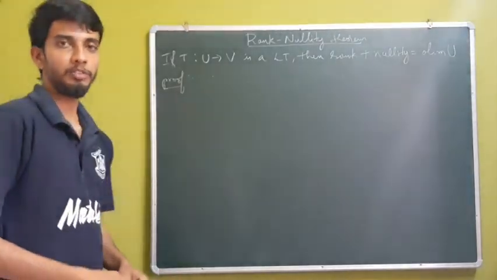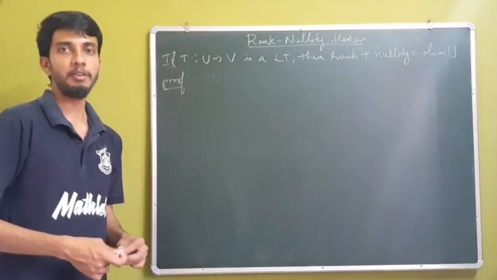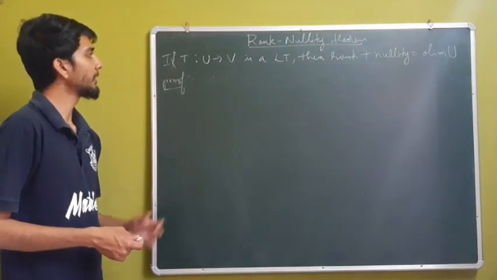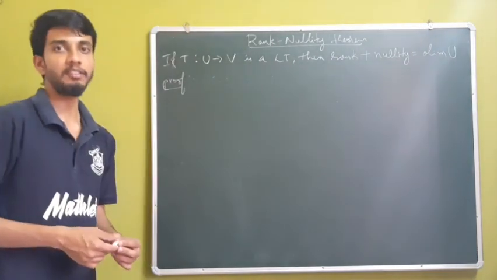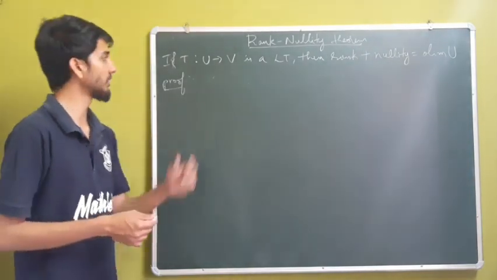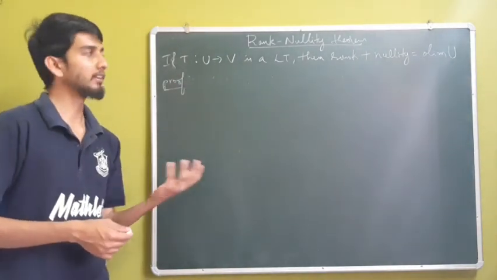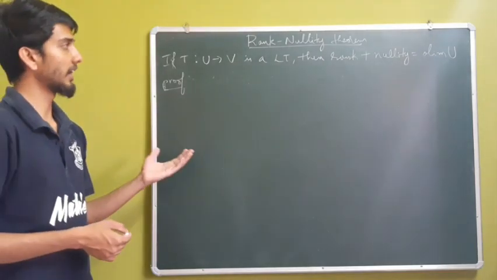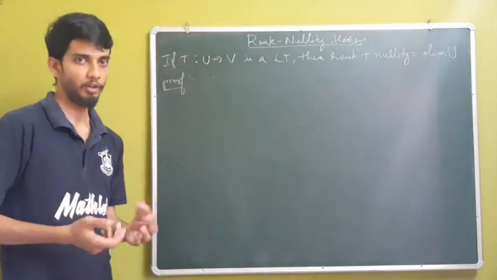So coming on to the most important theorem, the rank nullity theorem, and it states as follows. If T from U to V is a linear transformation, then rank plus nullity equals the dimension of U, which is nothing but the dimension of the domain. So the rank nullity theorem states that rank plus nullity is the dimension of the domain.